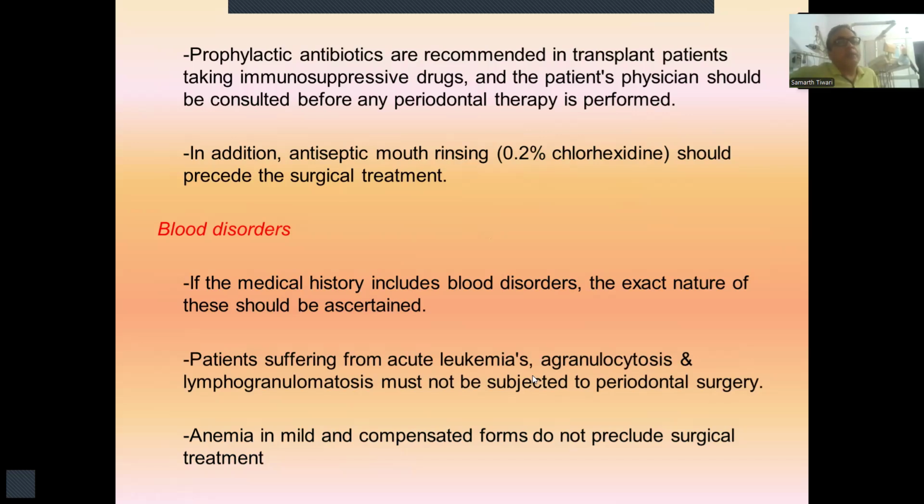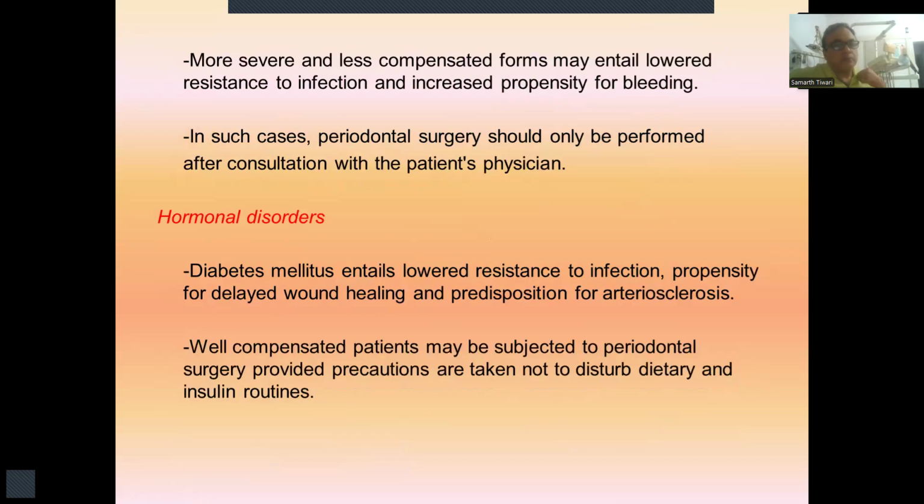Blood disorders. If the medical history includes blood disorders, the exact nature of these should be ascertained. Patients suffering from acute leukemias, granulocytosis, and lymphogranulomatosis must not be subjected to periodontal surgery. Anemia in mild and compensated forms does not preclude surgical treatment. More severe and less compensated forms may entail lowered resistance to infection and increased propensity for bleeding.